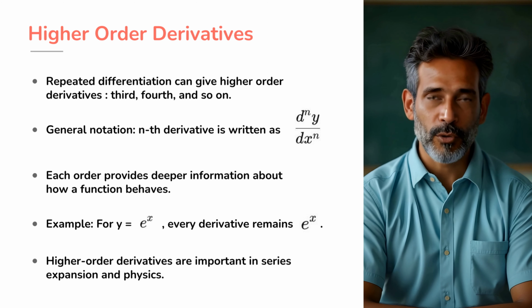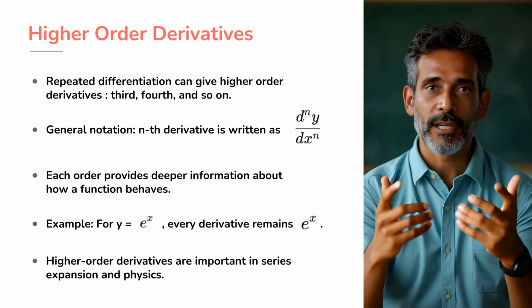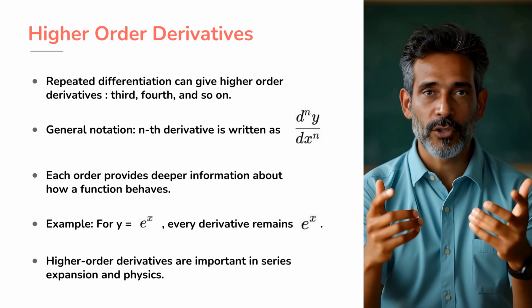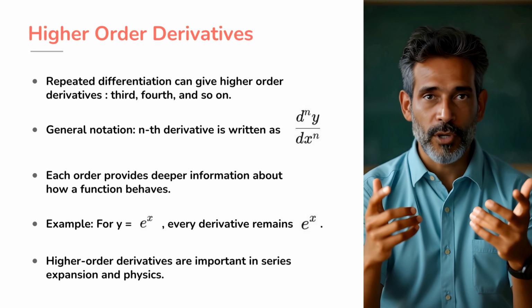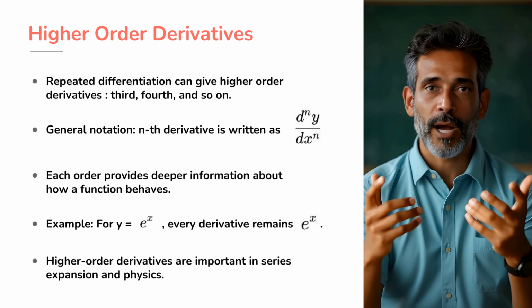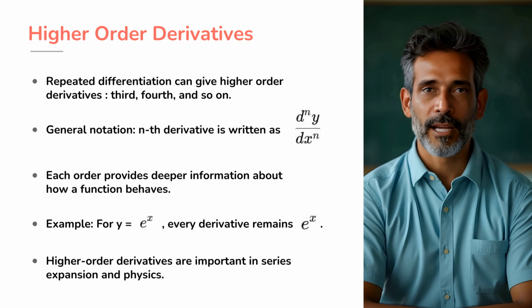We can continue this process to find higher order derivatives. After the second derivative comes the third derivative, the fourth, and so on. In general, the nth derivative is written as d raised to the power n y by dx raised to the power n, or simply f to the power n in brackets x.